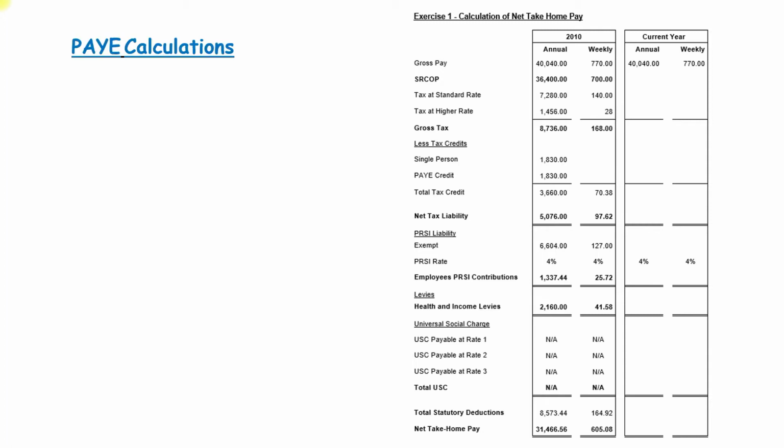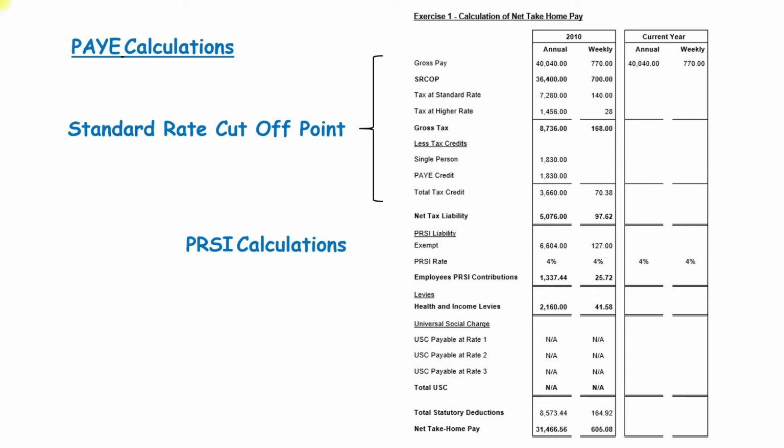The top section involves the standard rate cutoff point and tax credit. The figures are already calculated for 2010 using the correct rates for that year. The next part is the PRSI. You will notice that there was an exemption of $127 per week in 2010, and there is none in the current year.